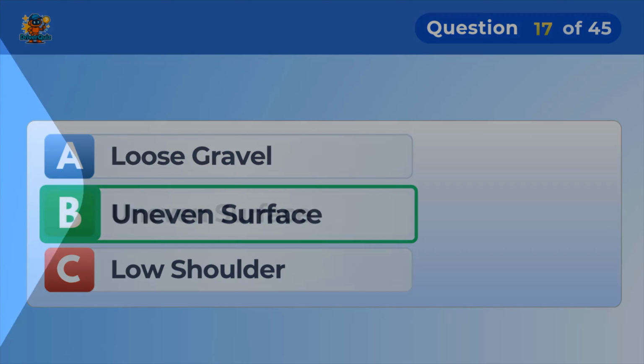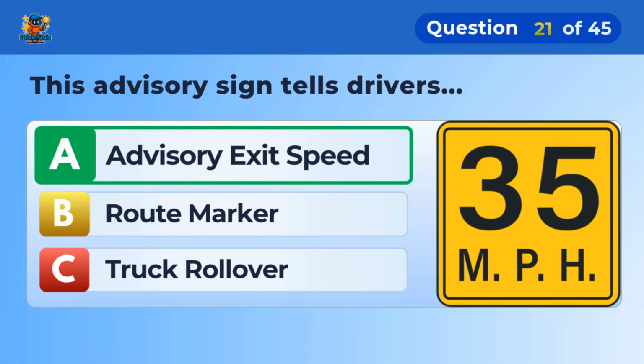Question 21. This advisory sign tells drivers A. Advisory exit speed. B. Route marker. C. Truck rollover. Correct. It's the advisory exit speed sign.